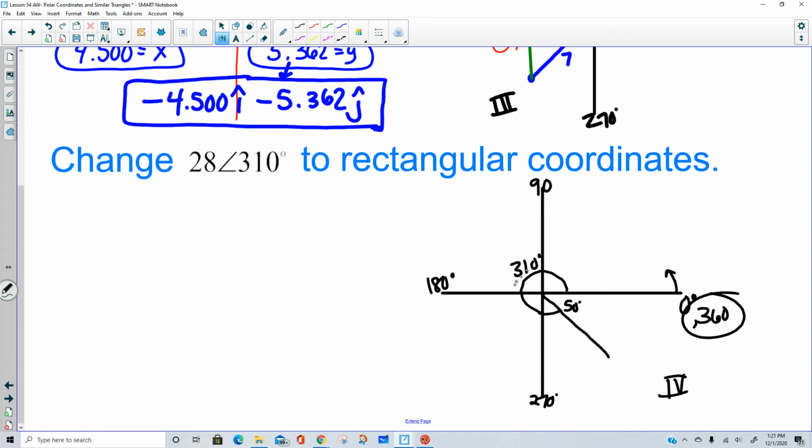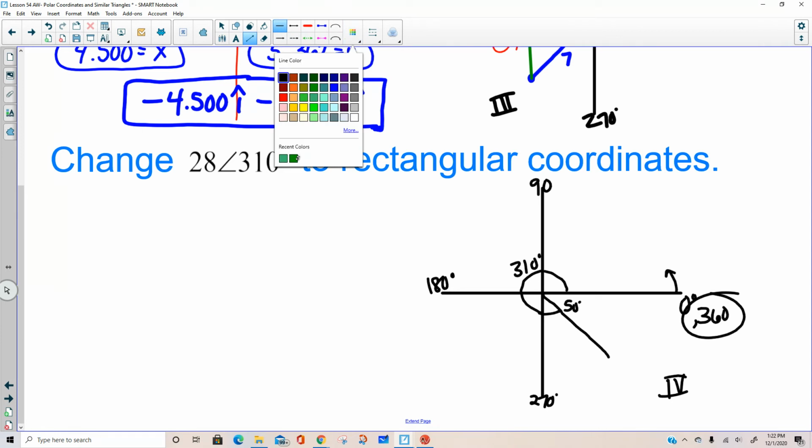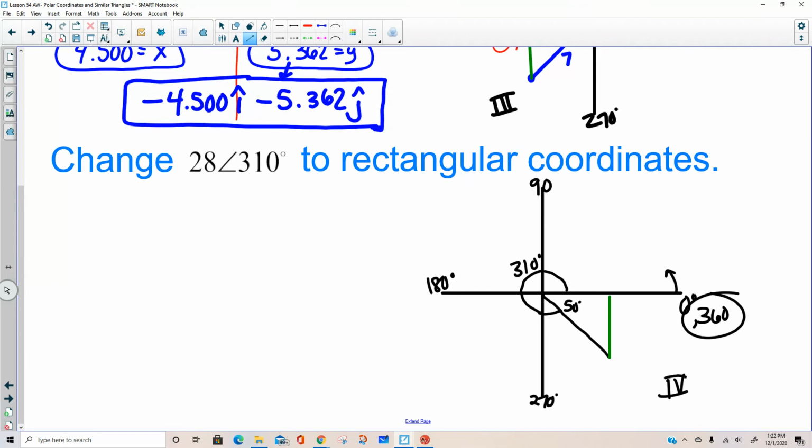Are you guys with me? Okay, so it's super important to find that acute angle. Just have these 90, 180, 270, and 360 at the axis marks. So my acute angle similarly is another 50. And then we're going to construct a right triangle to the x-axis.